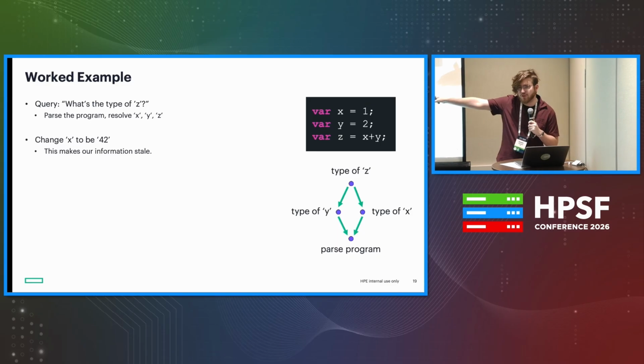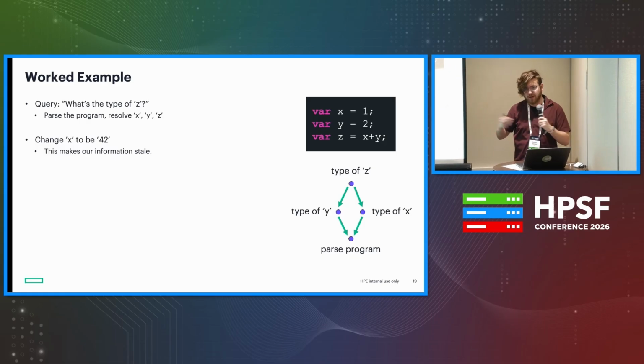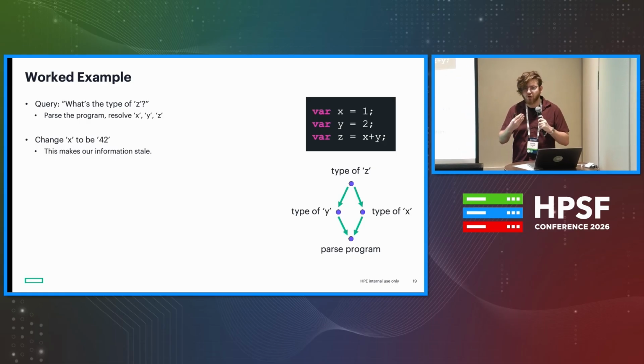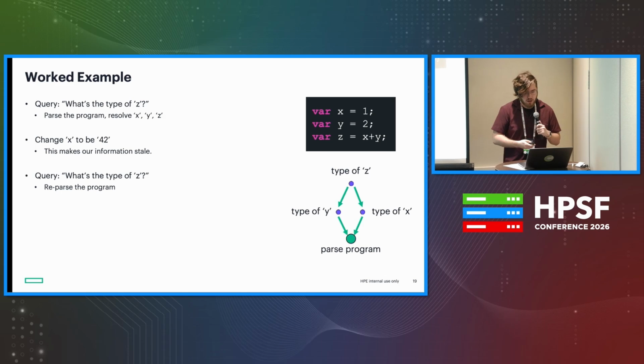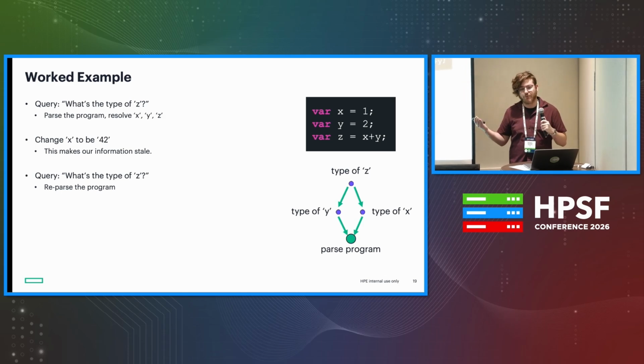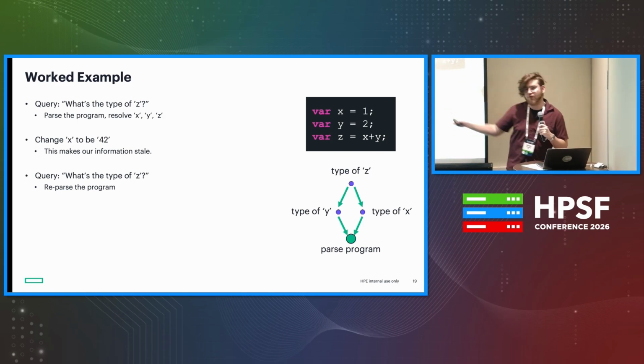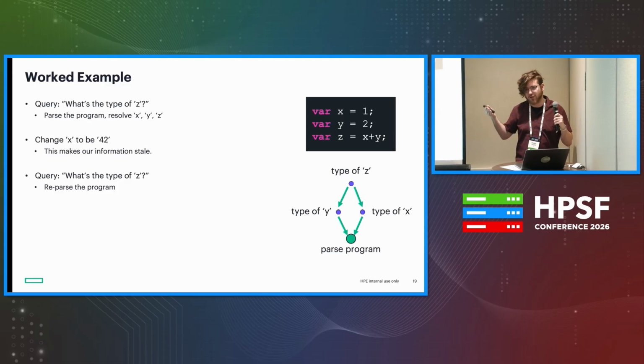So I made the little circle shrink because, in fact, this invalidates by default the information that you already know. All you know right now is the user has changed the program. So then you ask, what is the type of z a second time? Well, we have to reparse the program because the program changed. So here, the circle has reinflated because the information is once again available. It turned green because we had to redo that work.